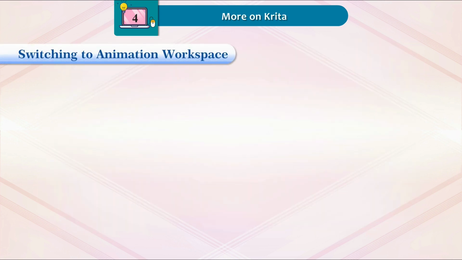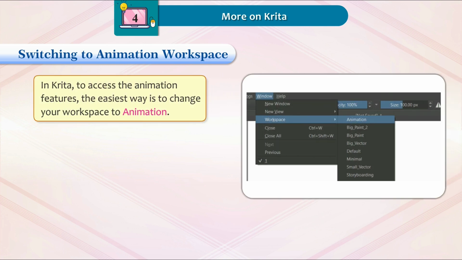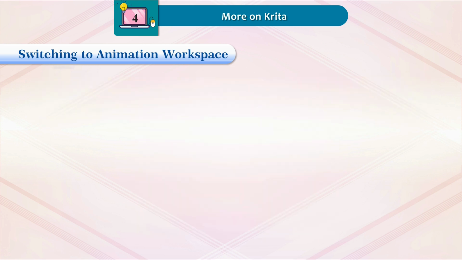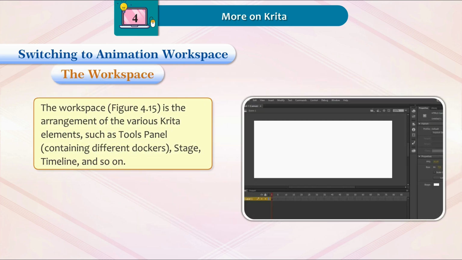Switching to Animation Workspace. In KRITA, to access the animation features, the easiest way is to change your workspace to animation. To change to Animation Workspace, you will see the animation dockers and stage on your workspace as shown in Figure 4.14. Before creating the animation, let us first know about the components of the animation workspace. The workspace, figure 4.15, is the arrangement of the various KRITA elements such as Tools panel containing different dockers, stage, timeline, and so on.